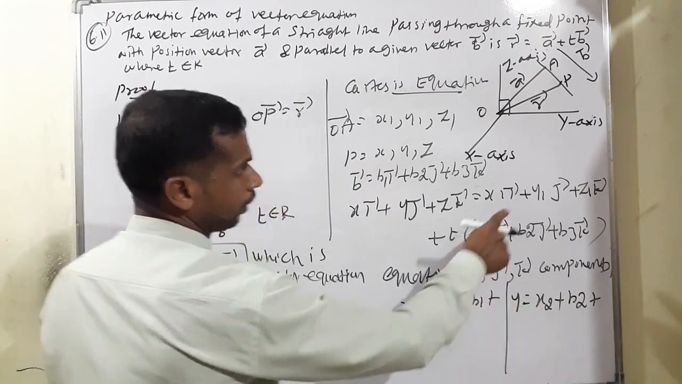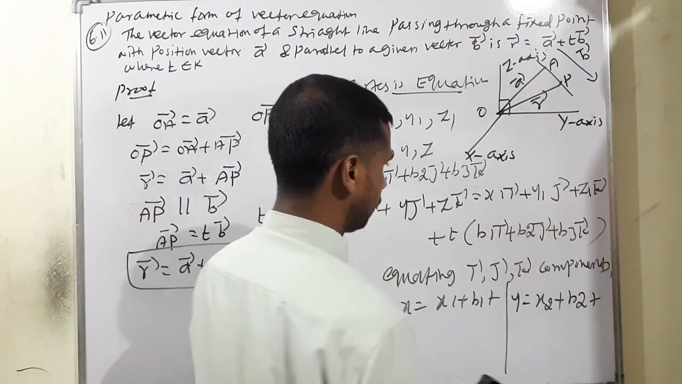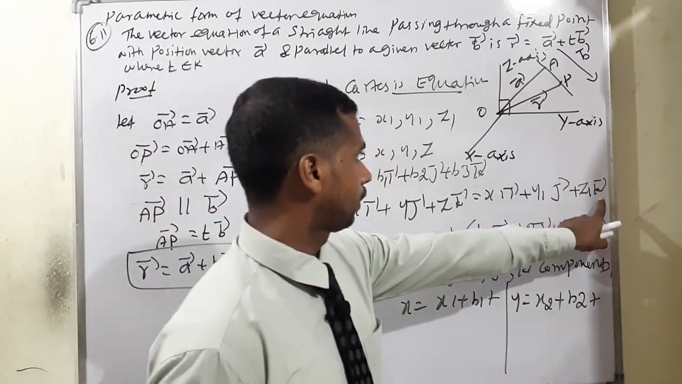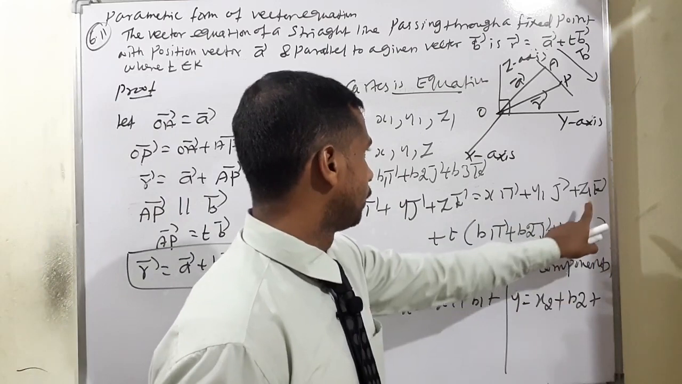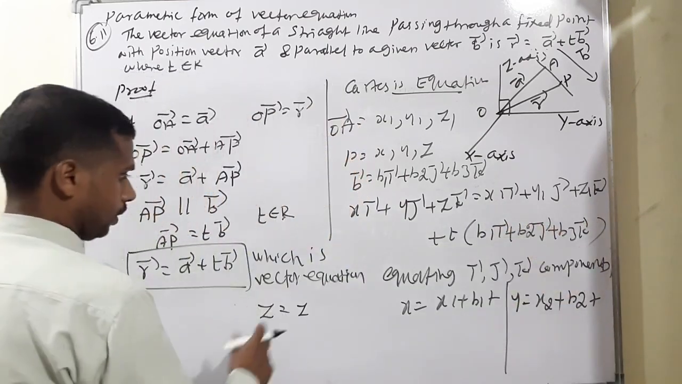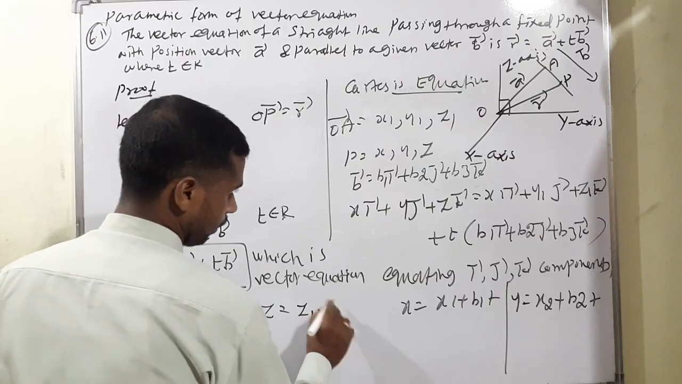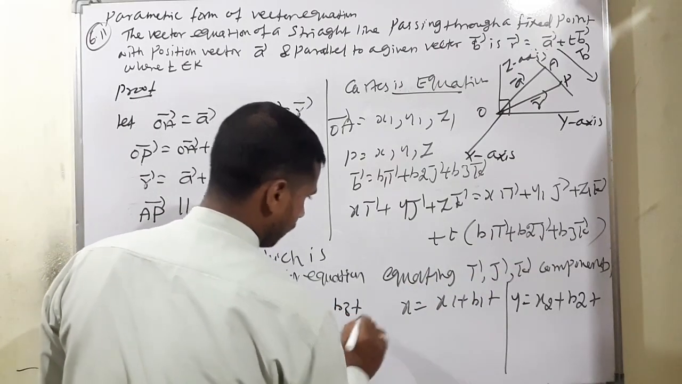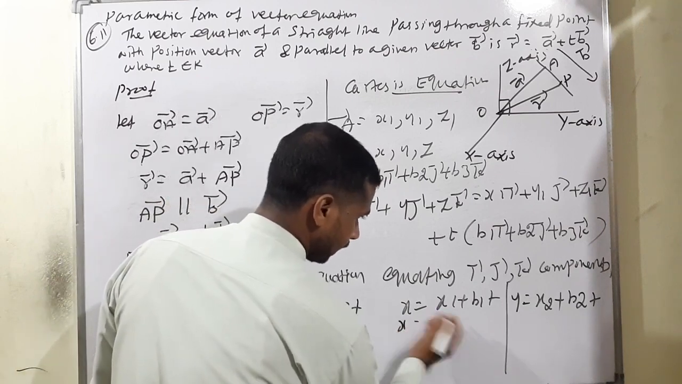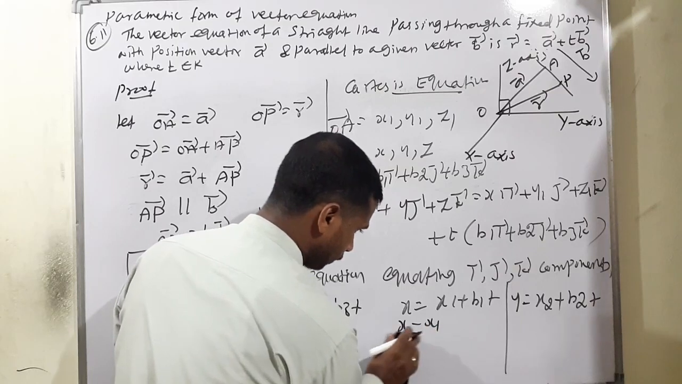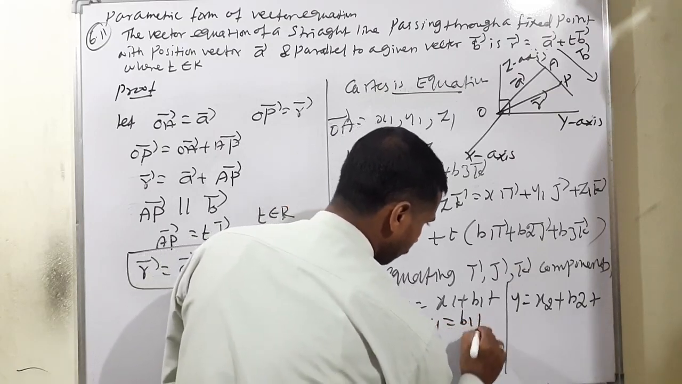Comparing with x1, y1, z1, z means the k term, which is z1. So z is equal to z1 plus b3t. Therefore, bringing x1 over with the opposite sign, x minus x1 is equal to b1t.